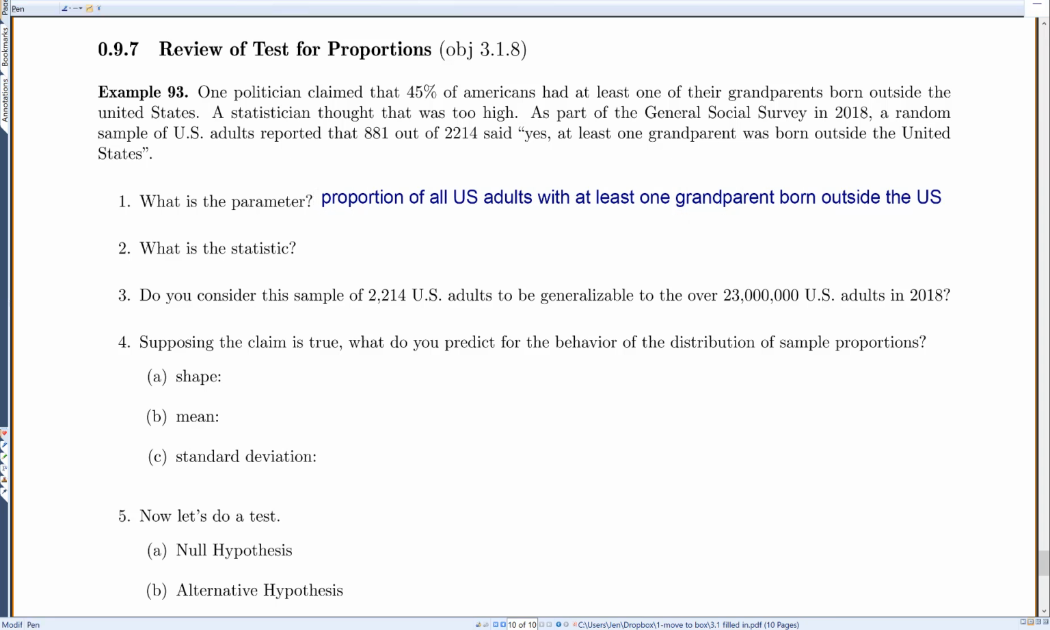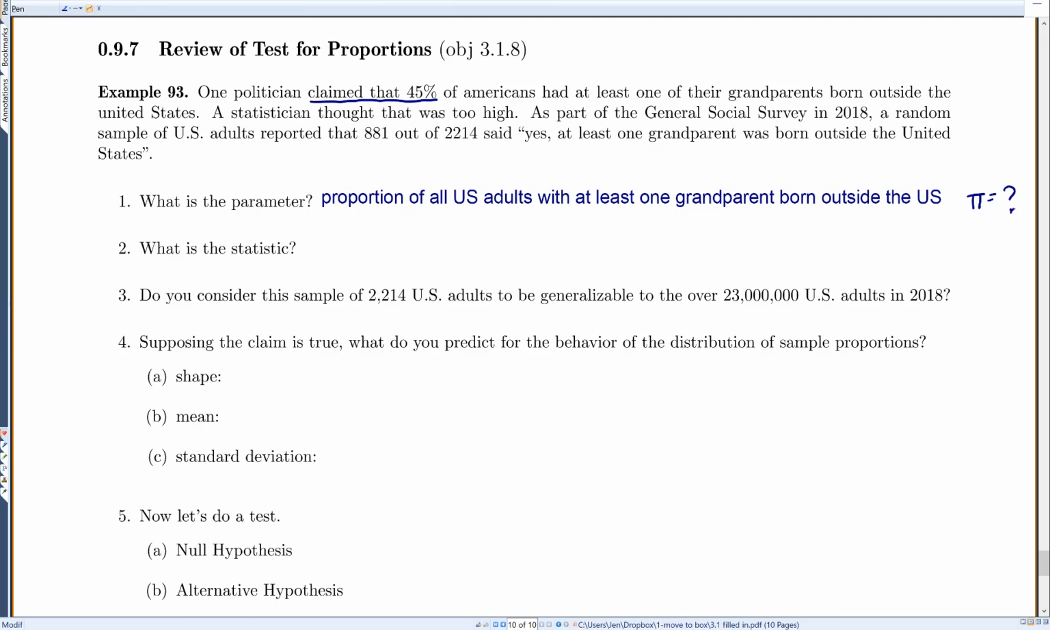Now, that's it in words. Do you actually know what the value is? Could you write it out with symbols and words? Did it ever tell you what it is? We have a claim, but that's just a claim. We don't know the true value, so we'll just put a question mark. I don't know what my population proportion is.